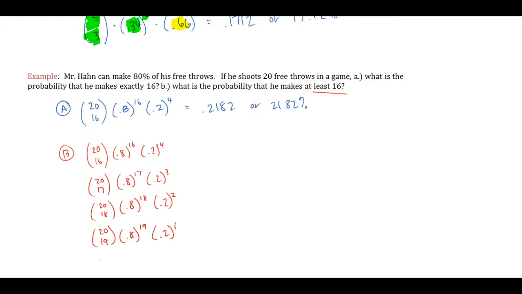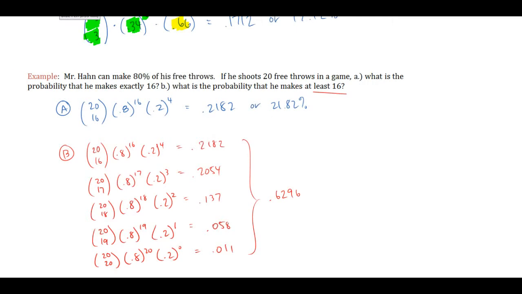And last but not least, what's the chance he sinks all 20? And so I can go ahead and calculate his probability. Notice the first one is 16 shots, and then 17, then 18, then 19, then 20. Since those are all good for us, we will add them all together. I'm going to type it in real quick, and I'll come back after this.